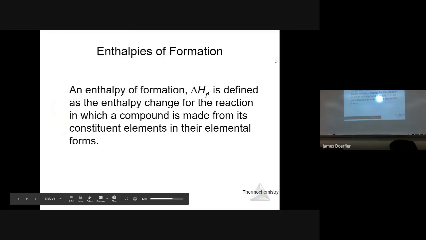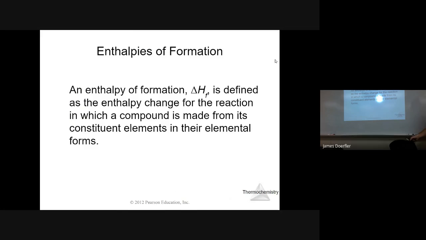The last thing we're going to talk about is enthalpies of formation and enthalpies of reaction, okay? First thing we're looking at is enthalpies of formation, which is denoted as delta H with a subscript of F. It's defined as the enthalpy change for the reaction in which a compound is made from its constituent elements in their elemental forms.